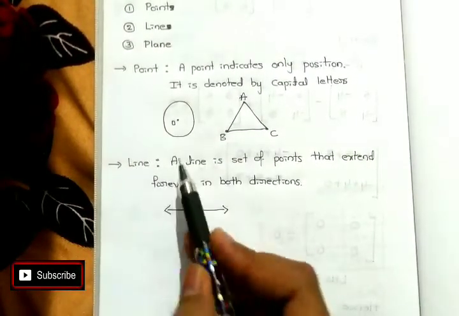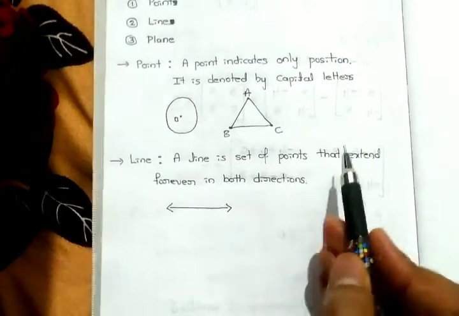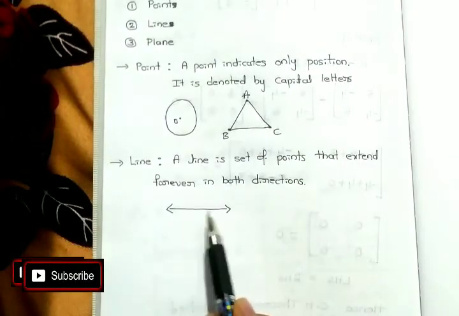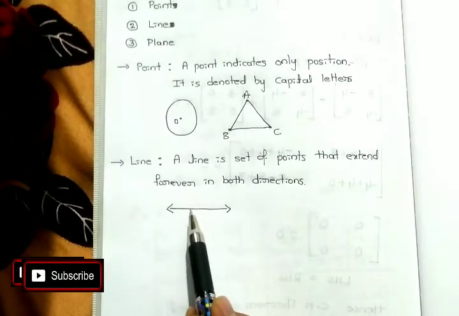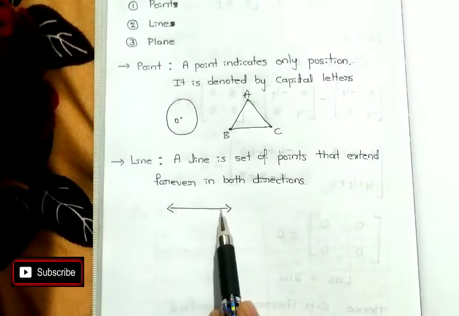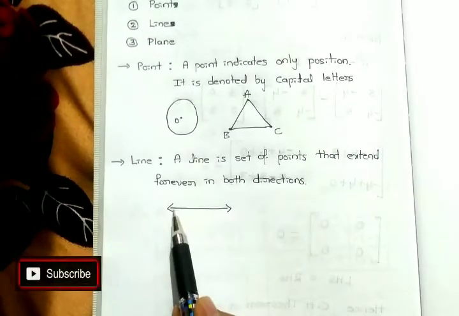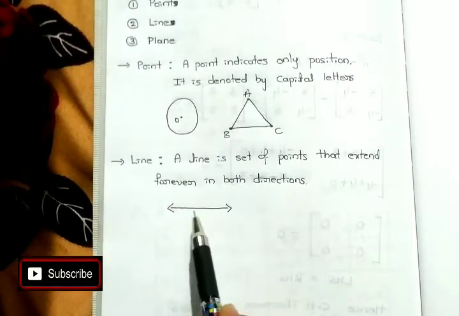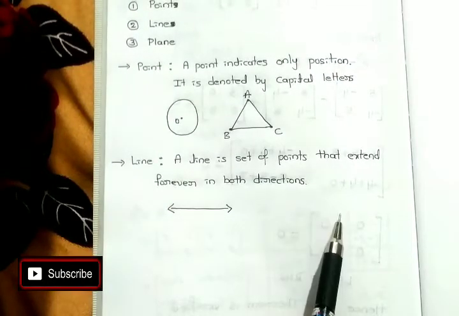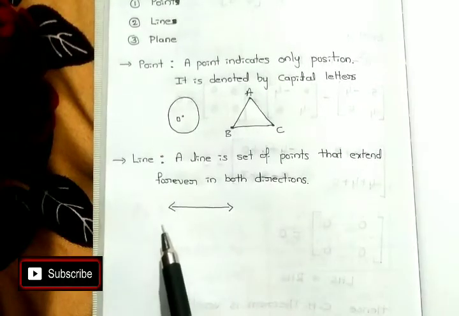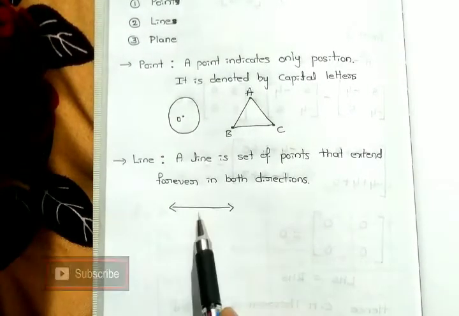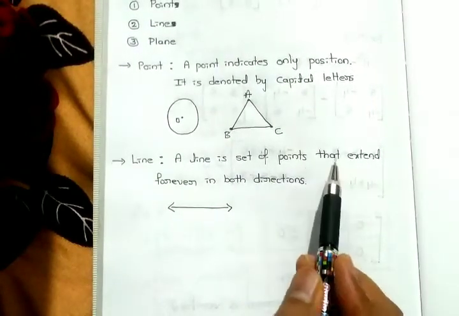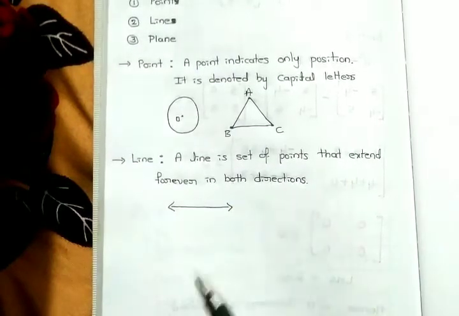Next, line. A line is a set of points that extend forever in both the directions. So this is the line. In this line, so many points will be there, and all those points together form a line. You can extend a line in both the directions. In this example, you can extend on the left hand side and also on the right hand side. Therefore, a line is a set of points that extend forever in both directions.